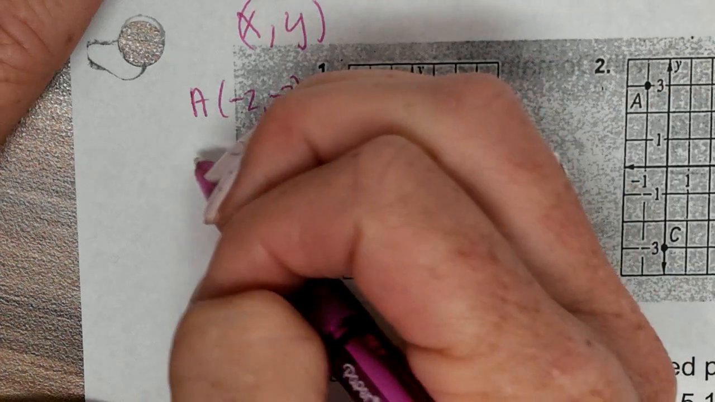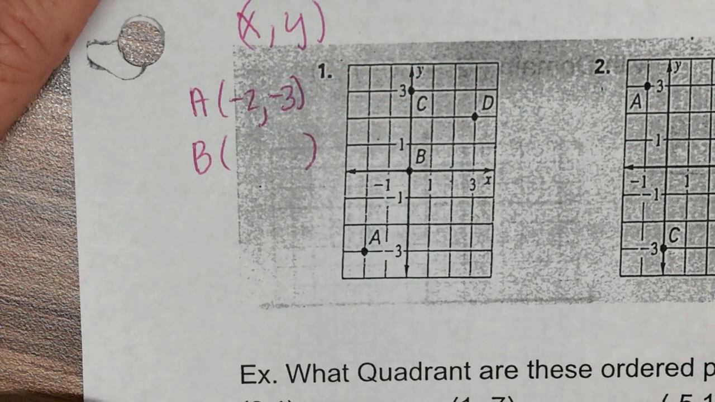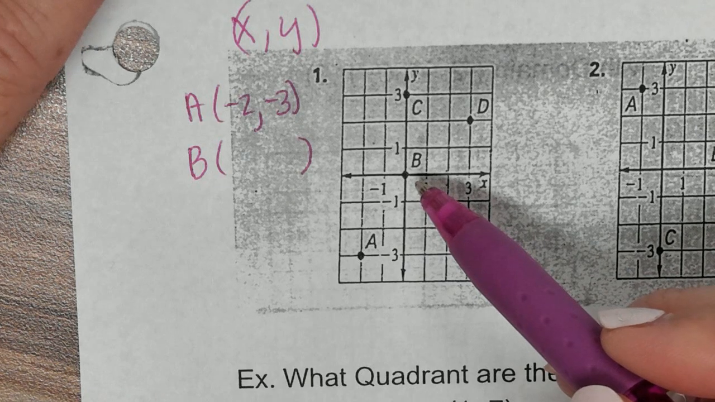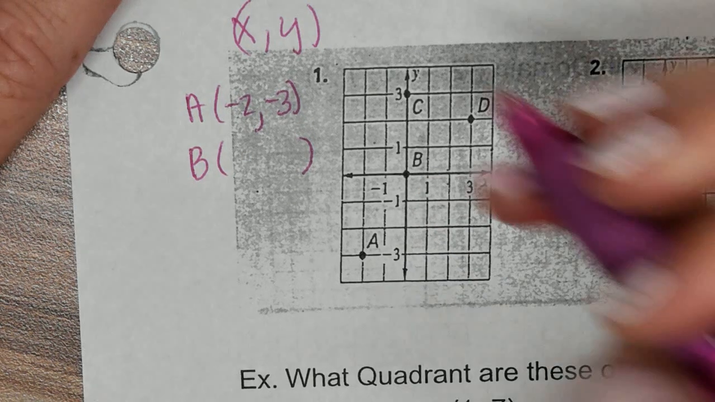All right, point B. Y'all should know point B really quickly. Where is point B located? Where do we call that, though? 0, 0.